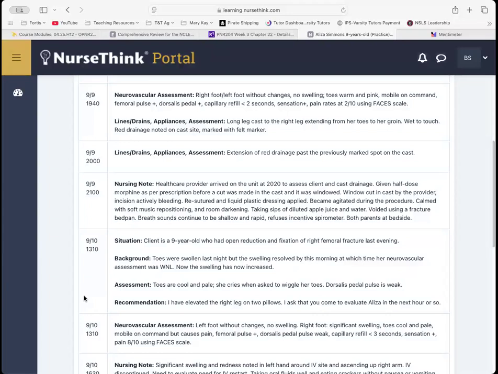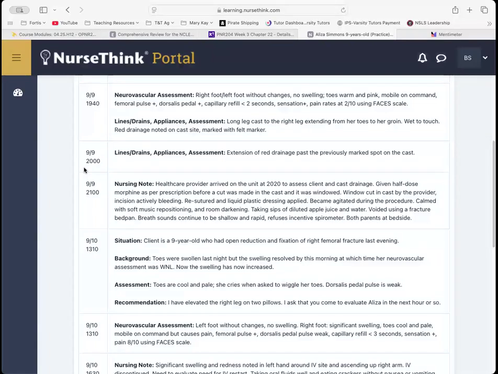Hemorrhage. Yeah, we could potentially have bleeding here. So lo and behold, 20 minutes later, that red drainage had moved outside of the marked spot on the cast. So it's expanding, and it's expanding pretty rapidly. So we're going to go ahead and call the healthcare provider and ask them to come assess the cast and the drainage.